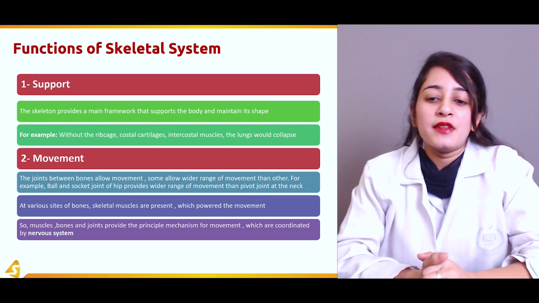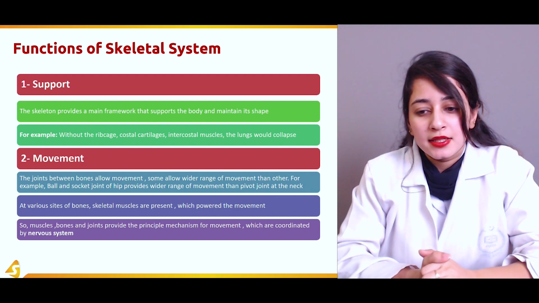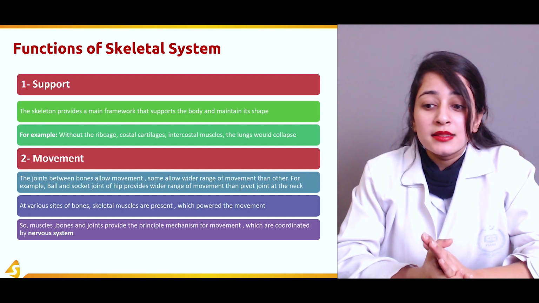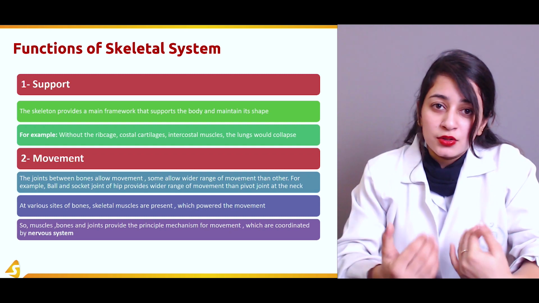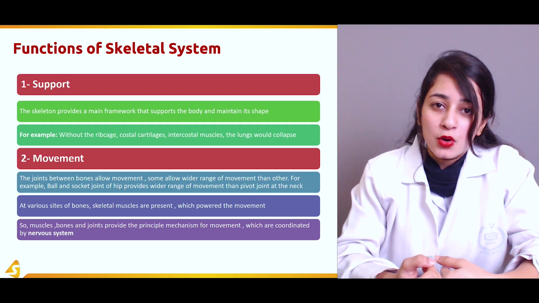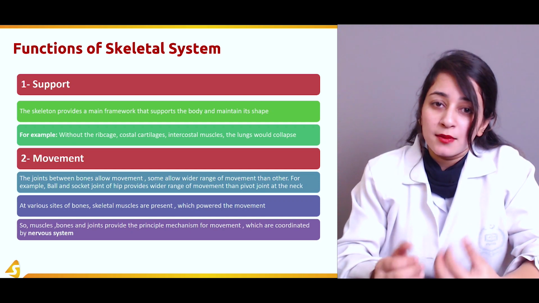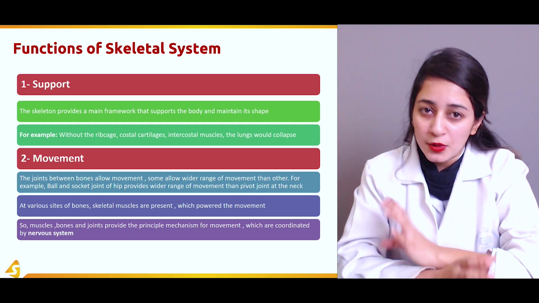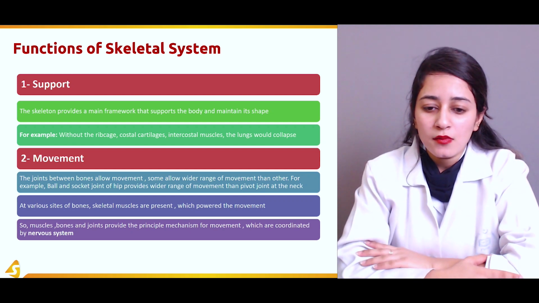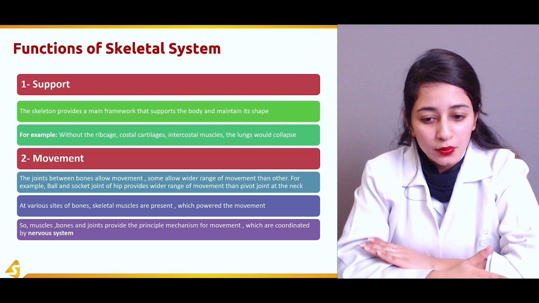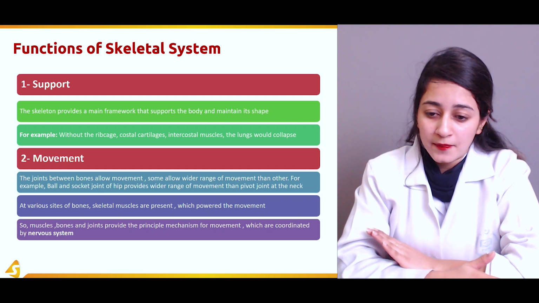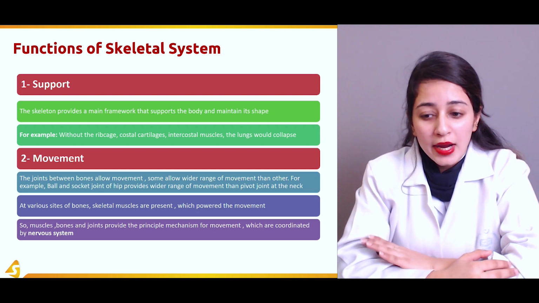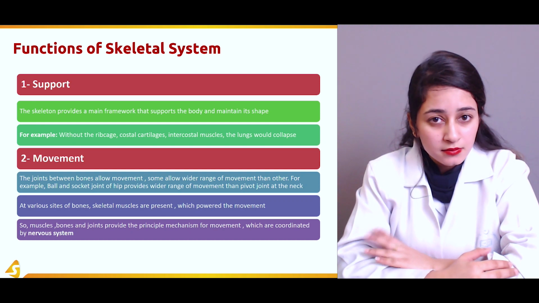The example is, without the rib cage, costal cartilages, and intercostal muscles, the lungs would collapse. So the organs that are present inside our body are also protected by these bones. Now we have movement. The joints between bones allow movement. Some allow a wider range of movement than others.